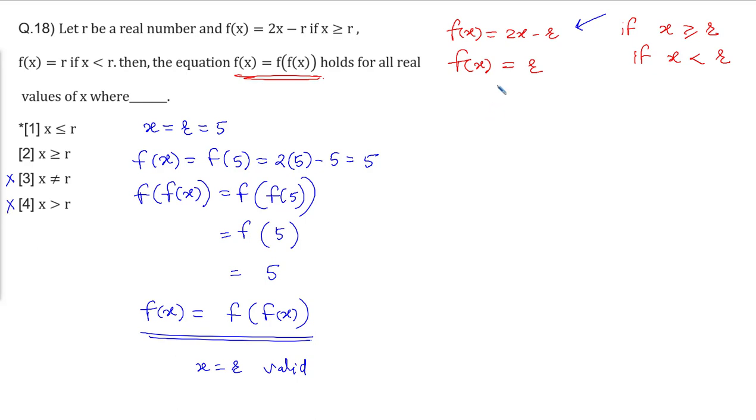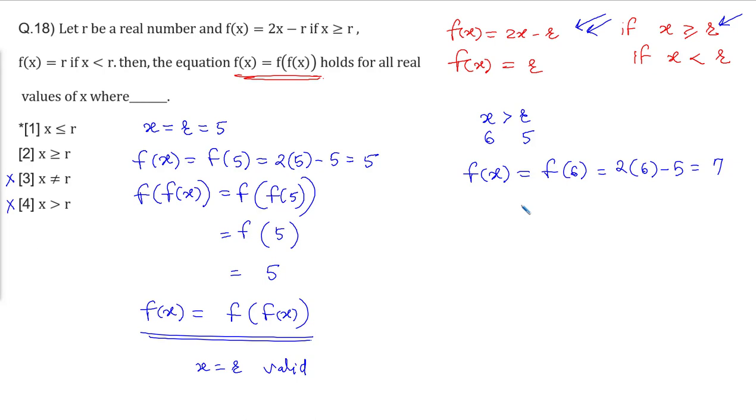So what I will do is I will take x is greater than r. Let's take x is greater than r, everyone. So let's take x is equal to 6 and r is equal to 5. Okay. So now over here, what is f of x, everyone? F of x is equal to f of 6. That is equal to how much? X is greater than r means this condition we are going to use. That is 2 times x minus r. That is equal to 12 minus 5, it's 7.